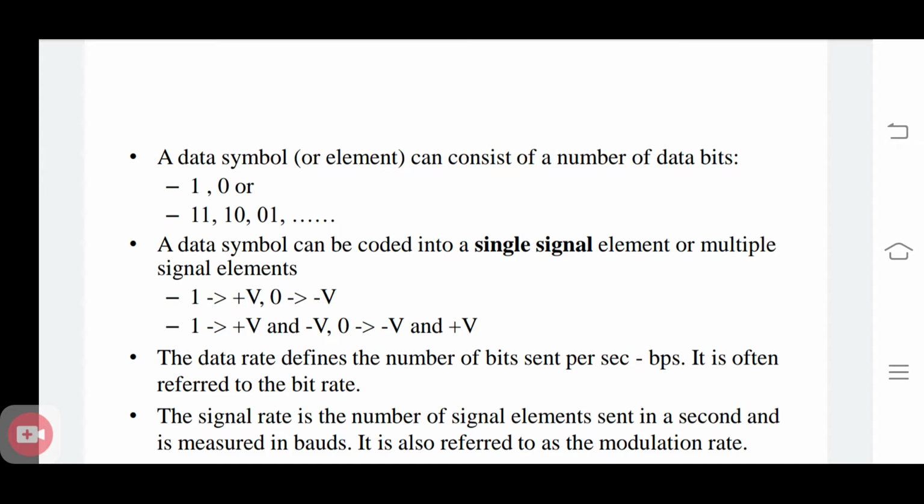It is otherwise known as bit rate. And we have signal rate. Actually it is the number of signal elements that can be sent in a second, and it can be measured in bauds. Also it is referred to as modulation rate. Signal rate can be referred to as modulation rate.